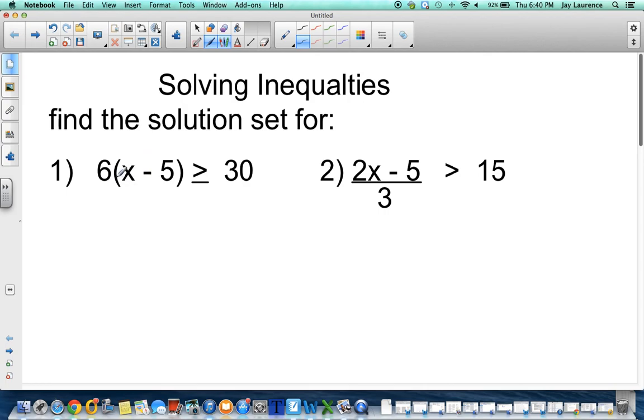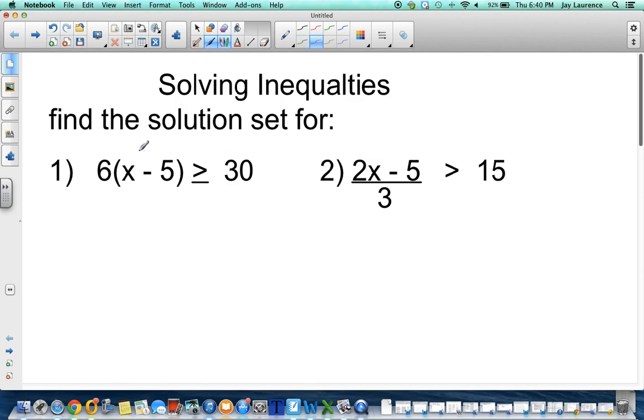Number one, why don't you pause this and see if you can solve this on your own, okay? And then also with number two, go ahead and pause them. See what you can do. I know you guys understand most of this stuff pretty well. All right. If you're still watching at this point, I'm assuming that you've already tried it on your own.